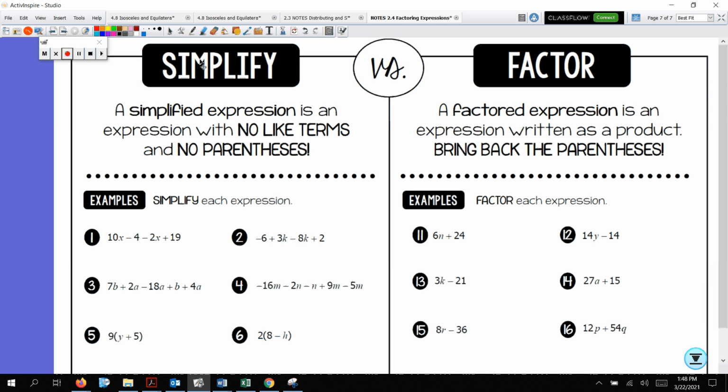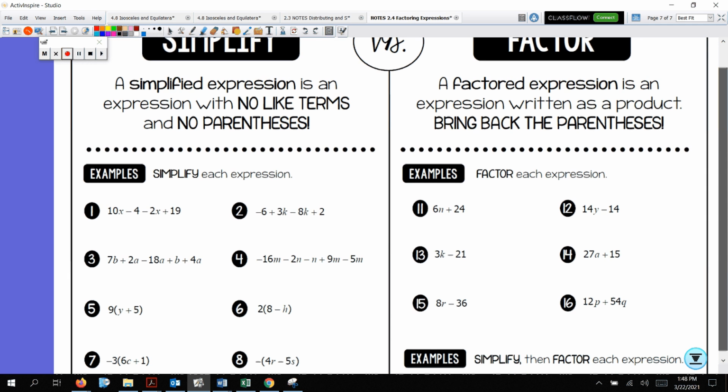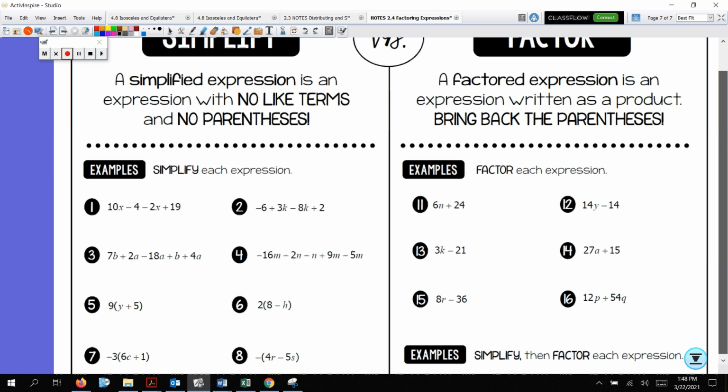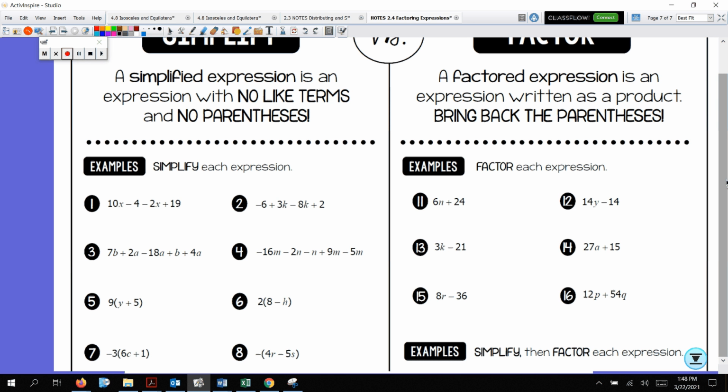All right, so the difference between simplifying and factoring, okay? A simplified expression is an expression with no like terms and no parentheses. And when we factor an expression, it is an expression written as a product. Bring back the parentheses, okay? So this is the graphic organizer I'm talking about, and now we are going to fill it out. I'm going to try to write my best on this board here, okay?